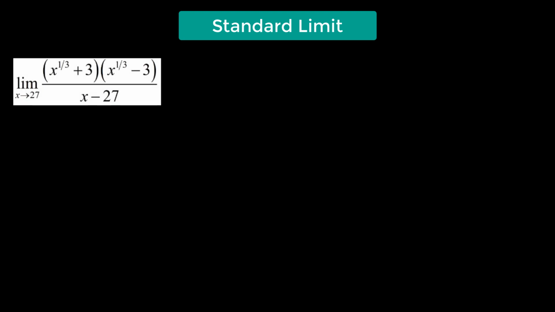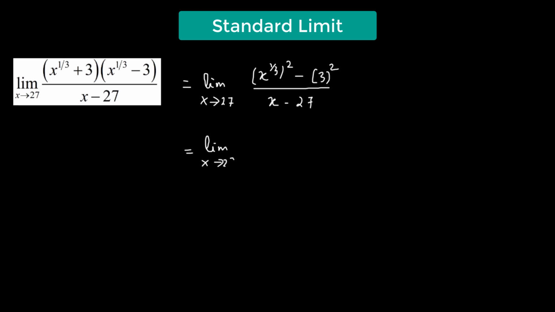So here we need to determine the limiting value of the given function when x approaches 27. So what we're going to do, we have in the numerator an identity, a plus b times a minus b. So that can be combined as a squared minus b squared divided by x minus 27. So we have limit x approaching 27, x raised to the power of 2 third minus 3 squared.